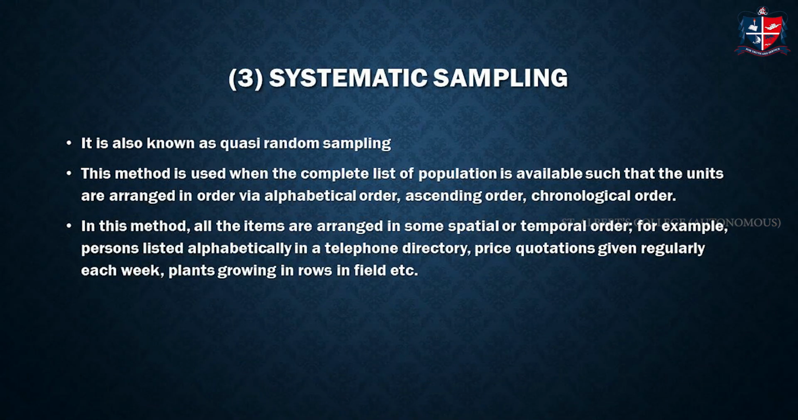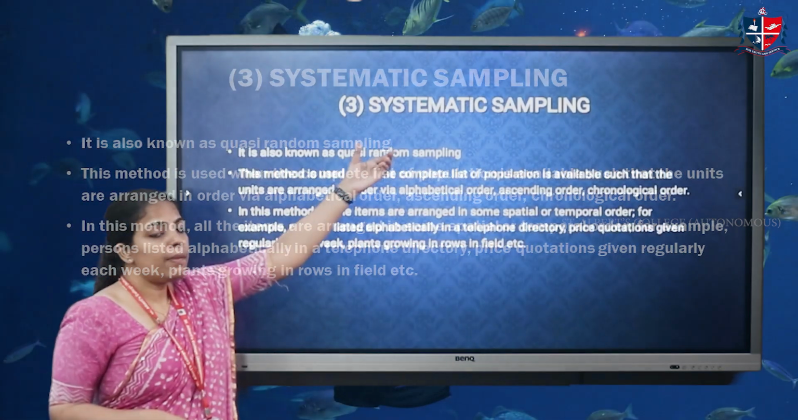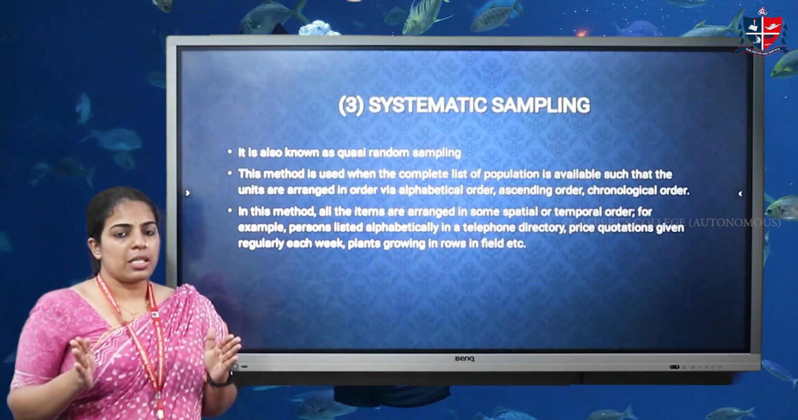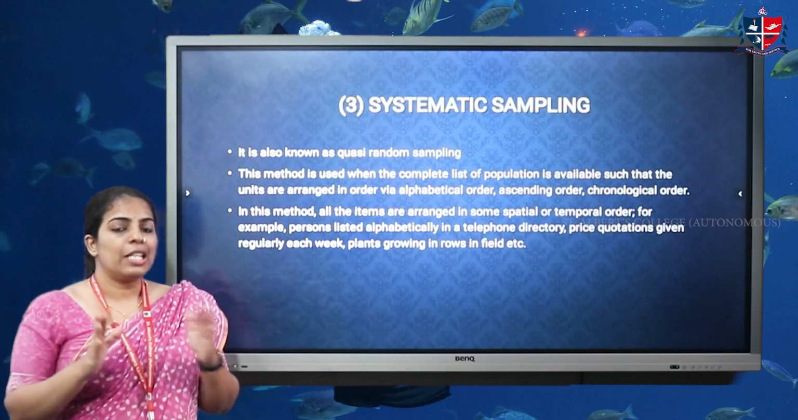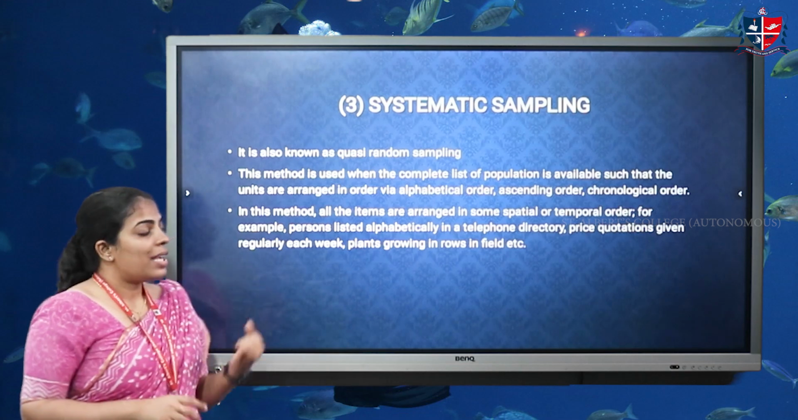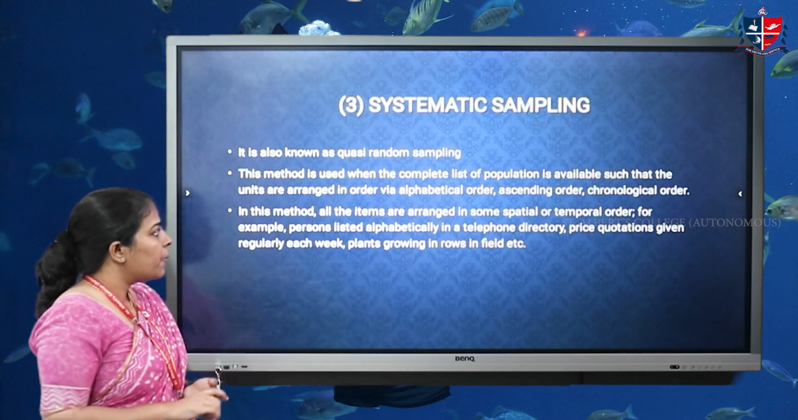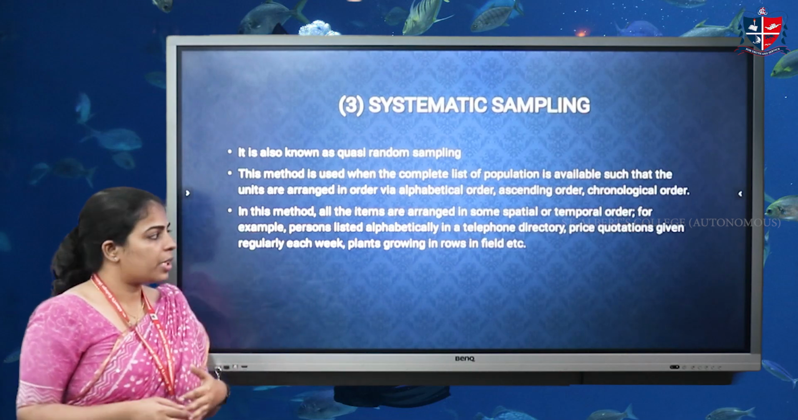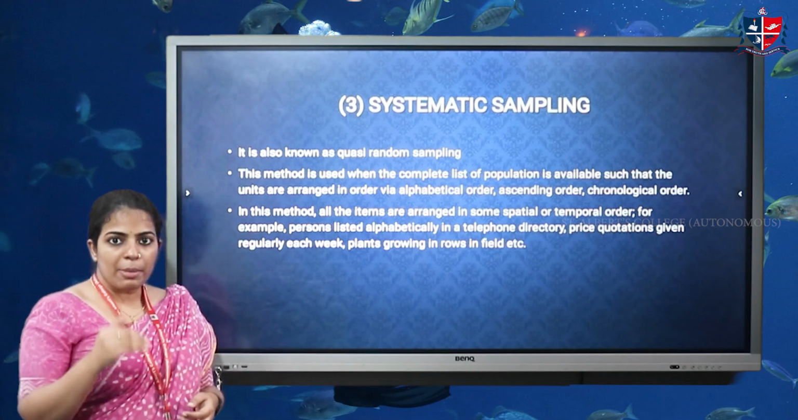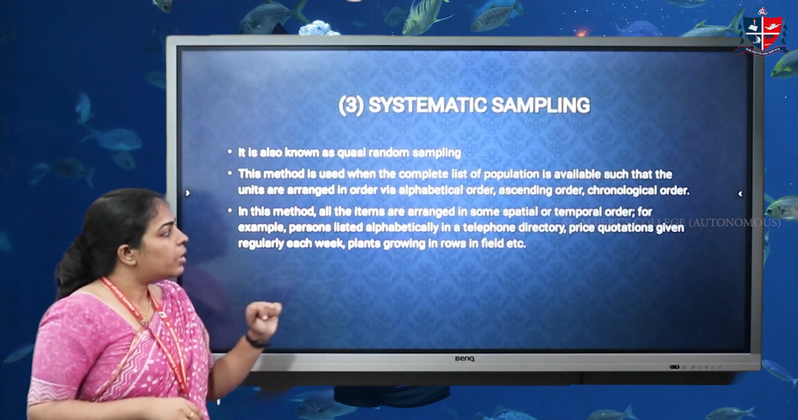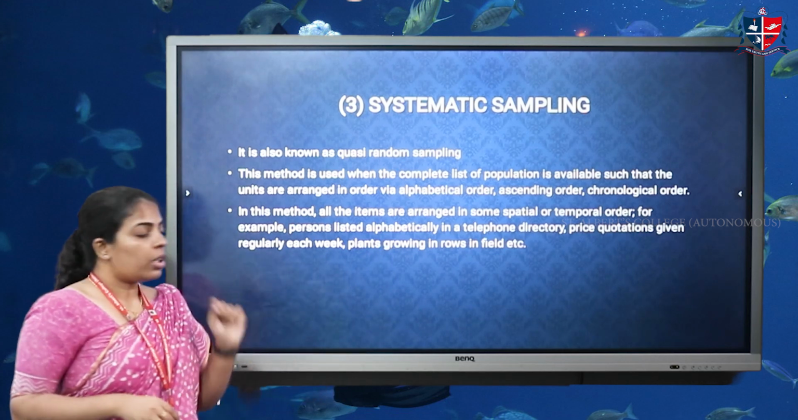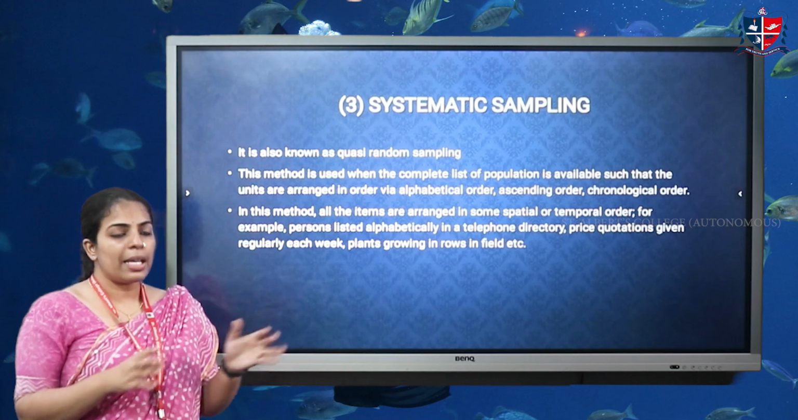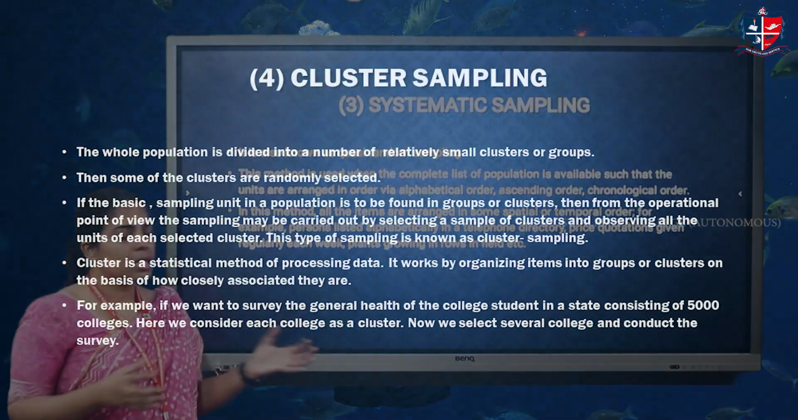Next is systematic sampling. This is a kind of sampling, as the name denotes itself, done in a very systematic manner, either in alphabetical order, ascending order, or chronological order. For example, persons are listed alphabetically in a telephone directory, A, B, C, D. Similarly, price quotations given regularly each week, and plants growing in rows in the fields, are typical examples. We are sampling in a very systematic way. It is called systematic sampling.